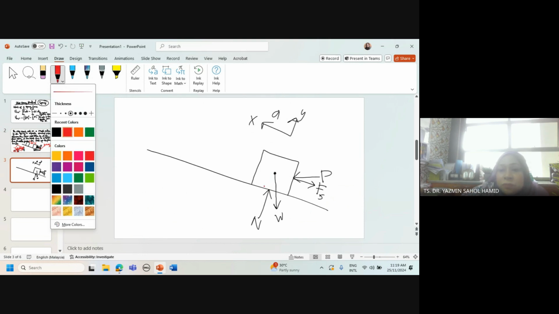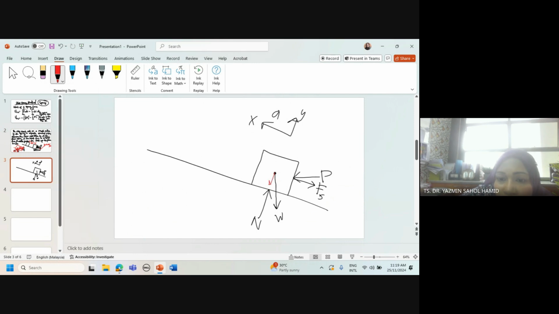So here we have this one, this red color. So this will be W sine theta. Okay, why? Because the theta is here and our theta is here. Okay, this is our theta. So this will be W cos theta.